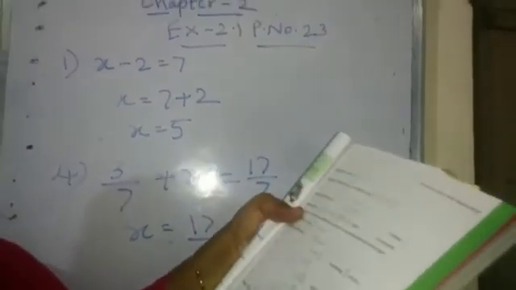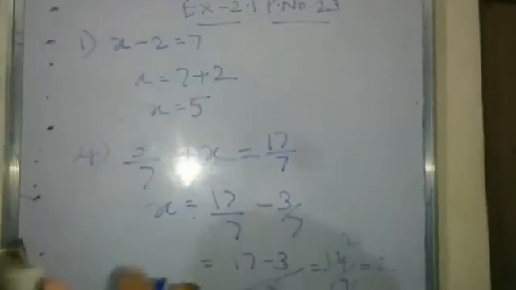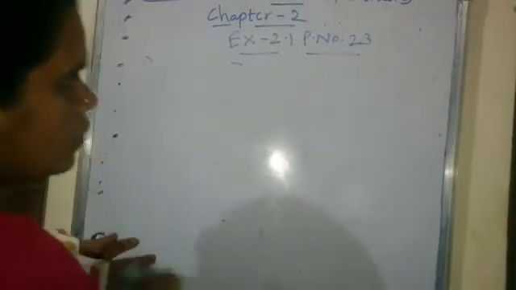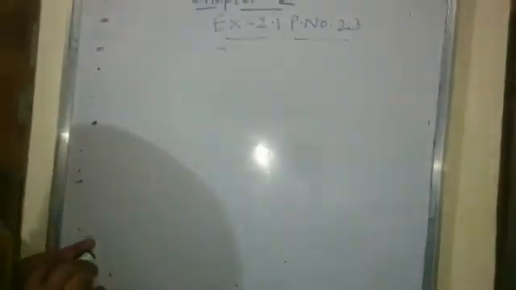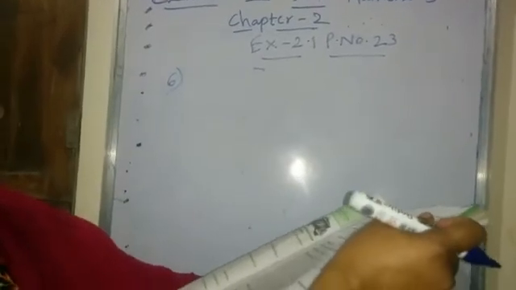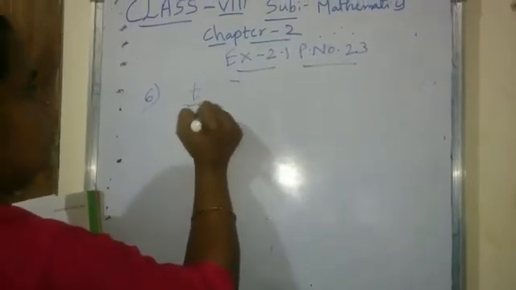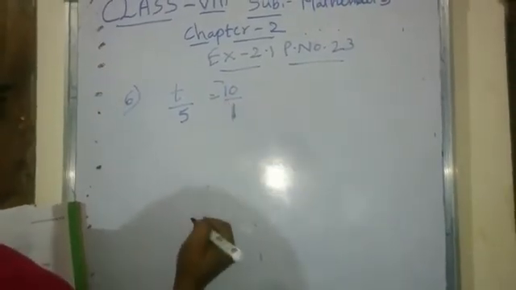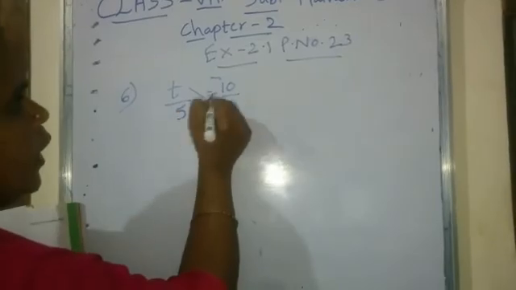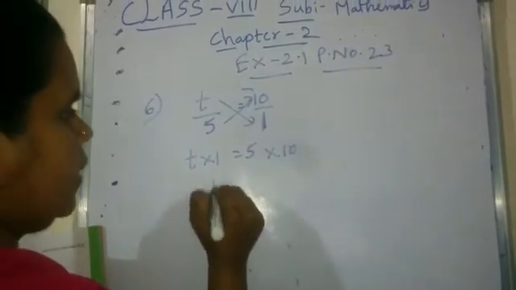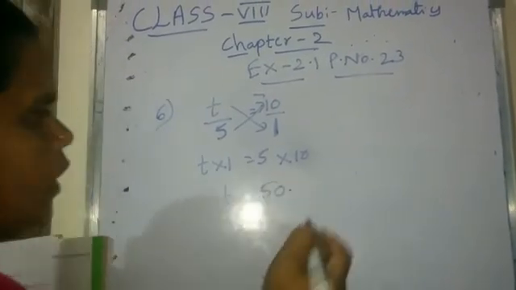Now see children, fifth one is homework for you. Now sixth question, copy down: t by 5 is equal to 10. Here there is no denominator, so let us take 1 as the denominator. Now take the cross multiplication. So t into 1 is equal to 5 into 10. So t is equal to 5 tens are 50.